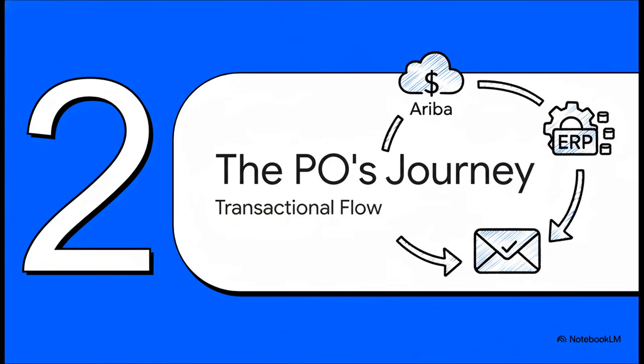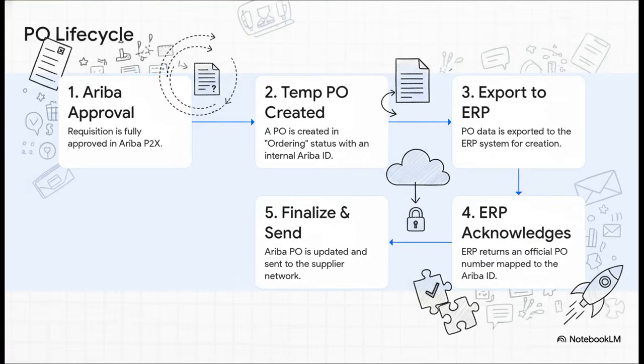All right, our foundation is built. All our master data is in sync and talking nicely. So now, let's follow the action. We're going to trace the journey of one single purchase order as it zips from Ariba over to the ERP and back again. So this is what a typical PO lifecycle looks like. Let's walk through it. It all kicks off once a requisition gets fully approved inside Ariba.